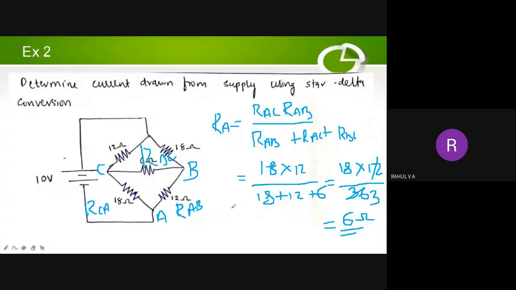Similarly, RB. We know that the formula of RB is RAB times RBC. Just check the value of RAB. It is 12. RBC is 6. Here, the denominator is the same, no need to change. It is 36 only. So again, I can divide 12 by 36, it is 1 by 3. So 6 by 3 is actually 2.